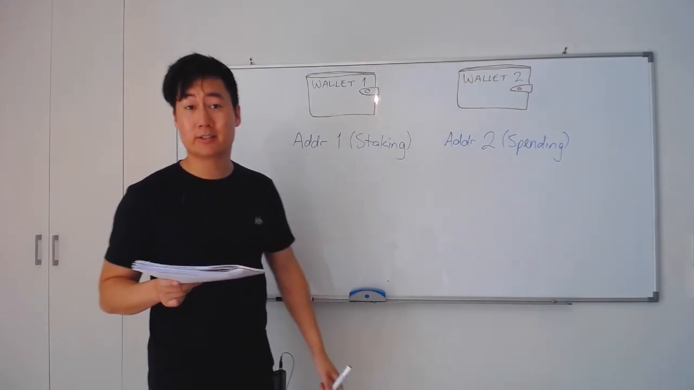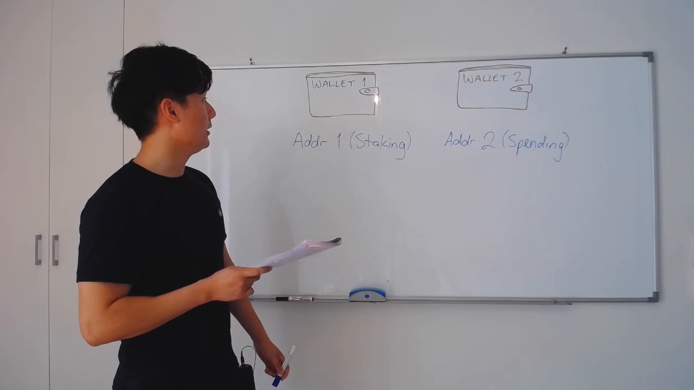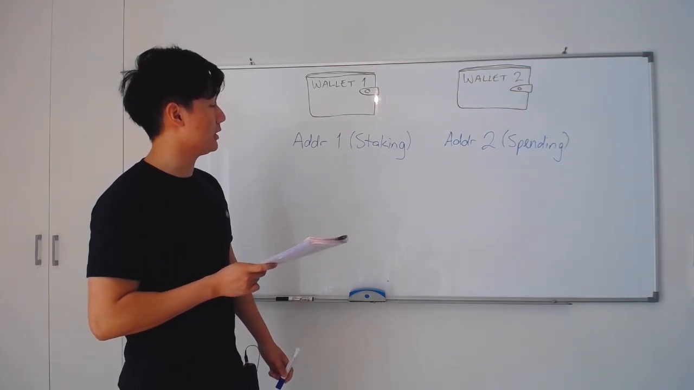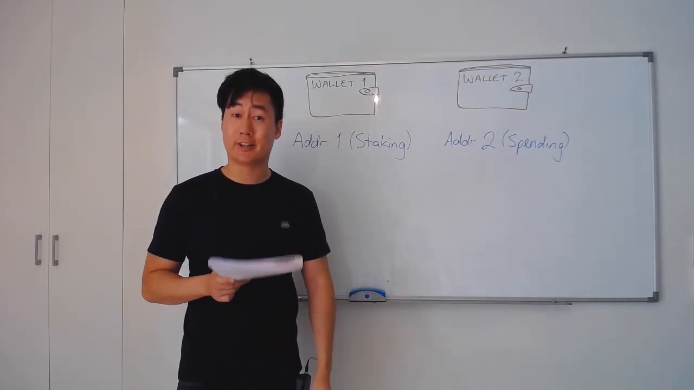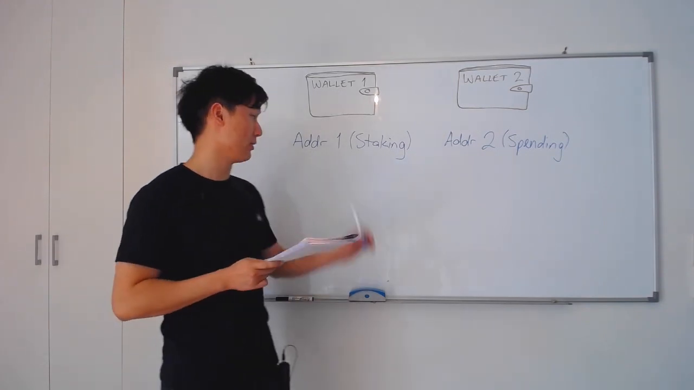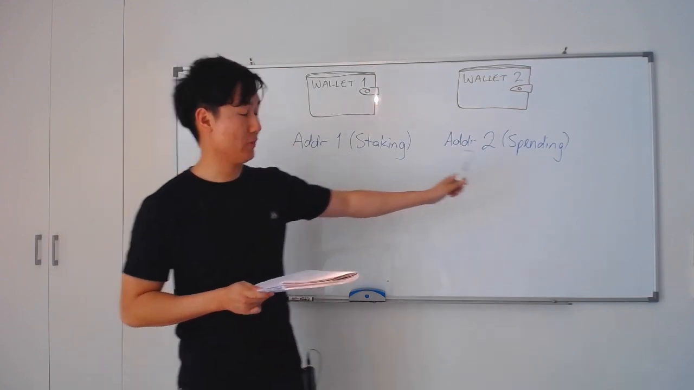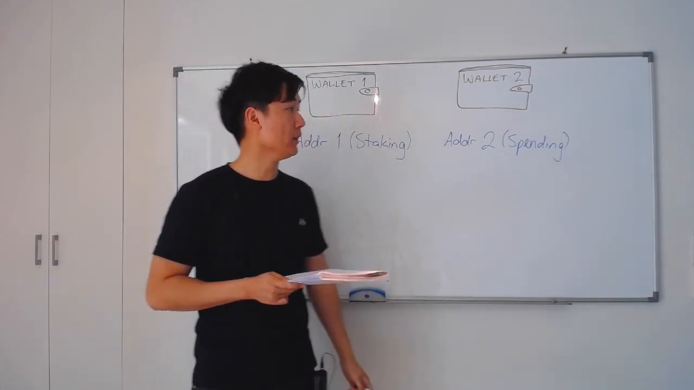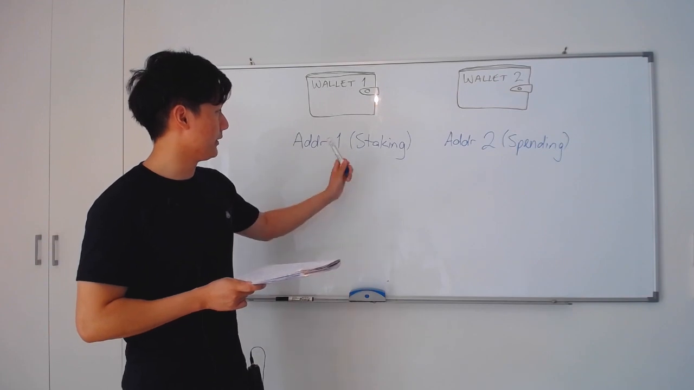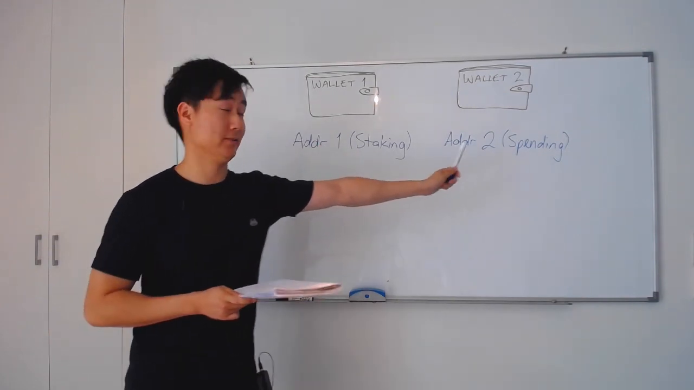Okay, so firstly, let's talk about cold staking address creation. It's important here to emphasize that you really need to think about where your addresses have come from for cold staking. For cold staking, we need two addresses. One is the staking address and one is the spending address, and they will hold the permissions for staking and spending respectively.